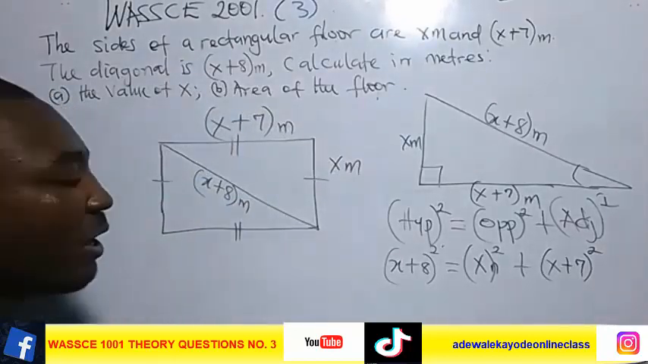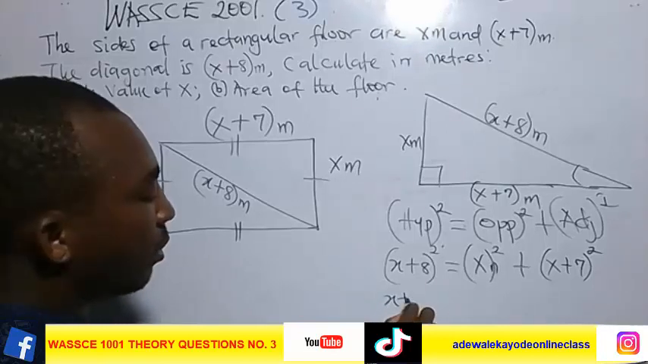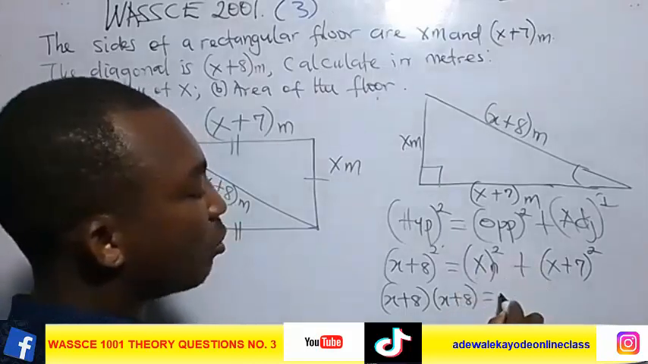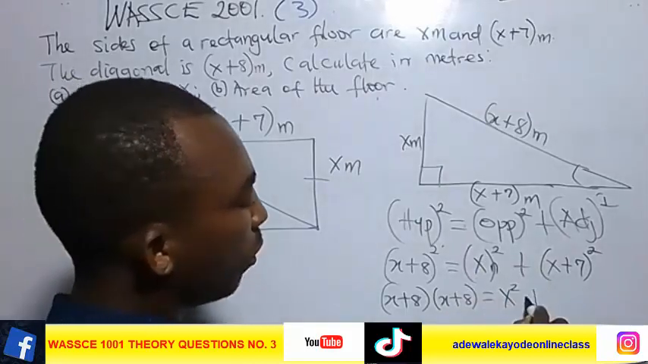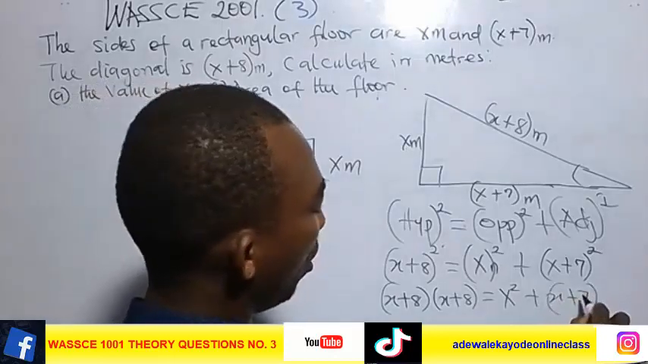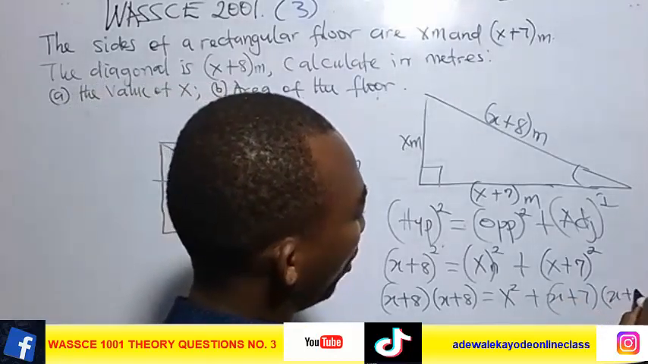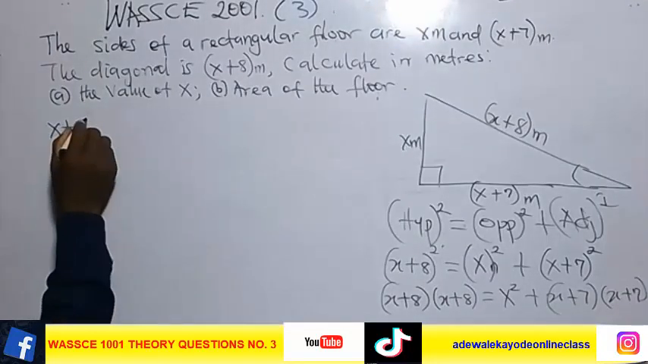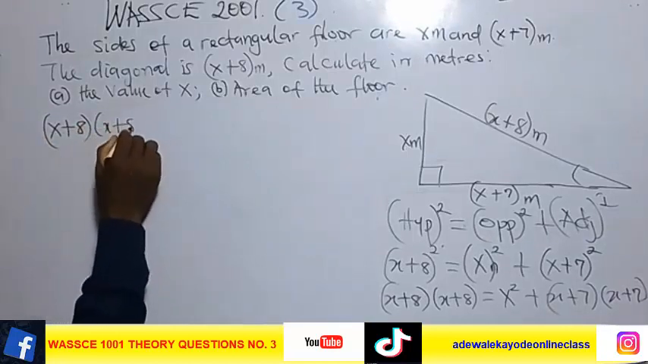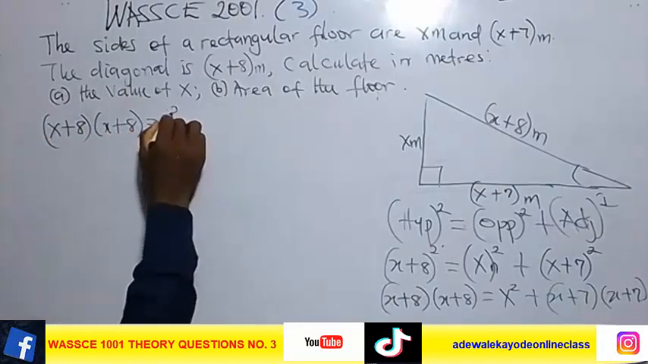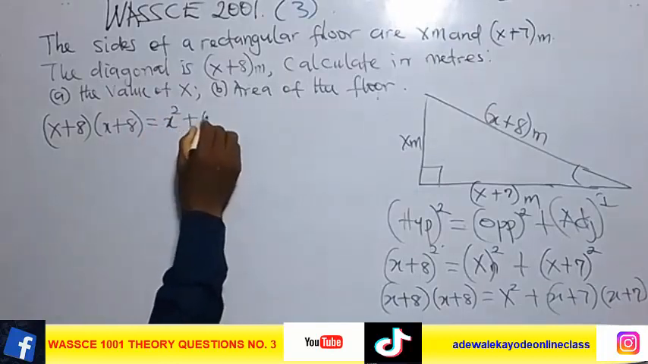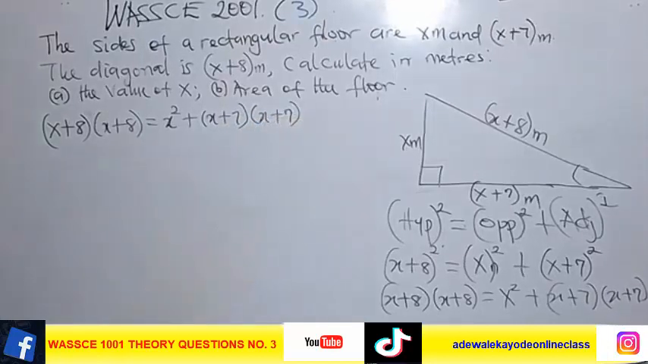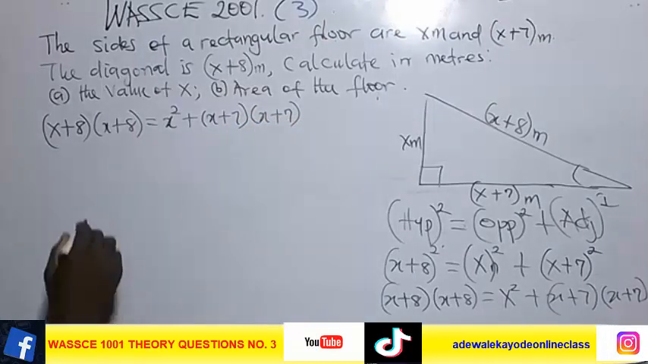So that will give us, you can do it, x plus 8 into x plus 8 equals x squared, that is x raised to power 2, plus x plus 7 all squared, and that will be x plus 7 into x plus 7. So let us remove the brackets now.